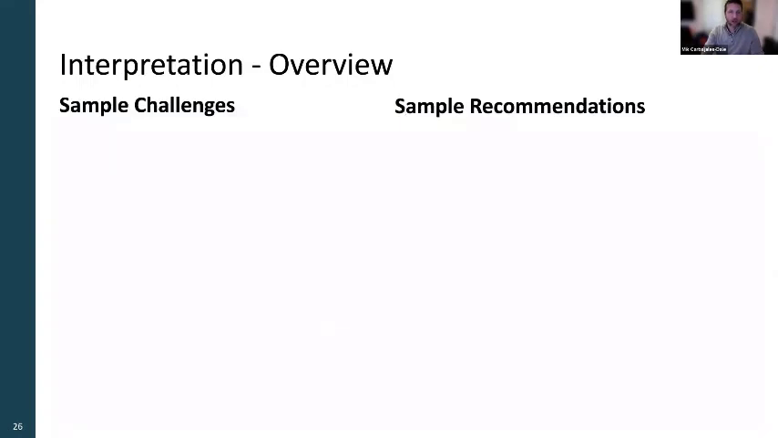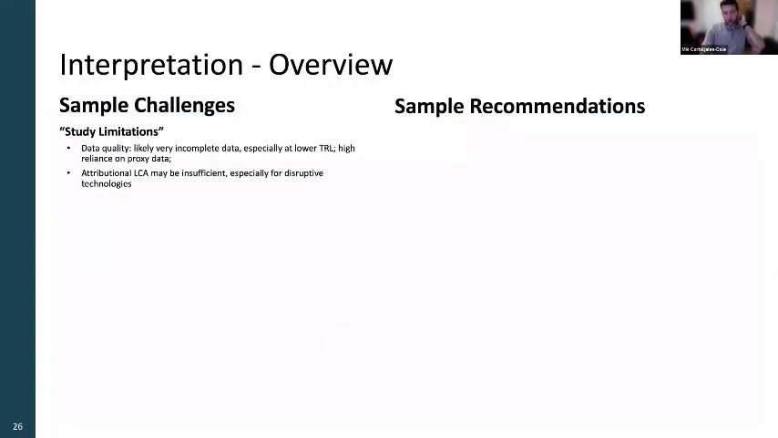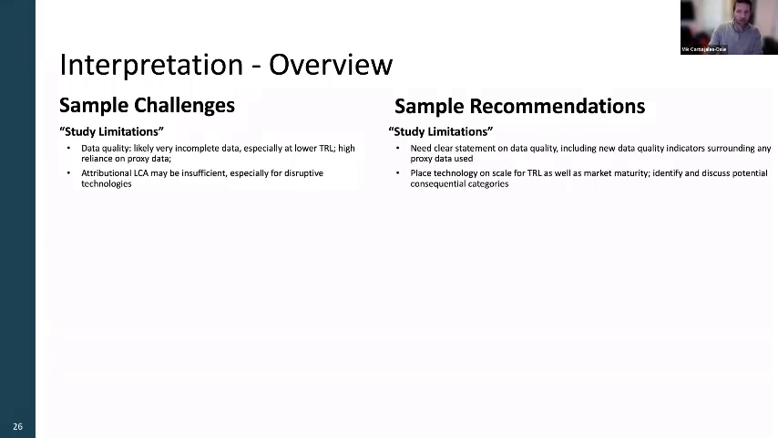Okay, and then finally, interpretation. So there's going to be a lot of information here, but one of the main challenges is the study limitation. So we have data quality issues. This attributional LCA may be insufficient because the technology may be very disruptive. So there we need to think about clear statements on data quality, being upfront about the TRL scale that we're at, doing some thinking about market maturity, and then also doing some consequential LCA too.